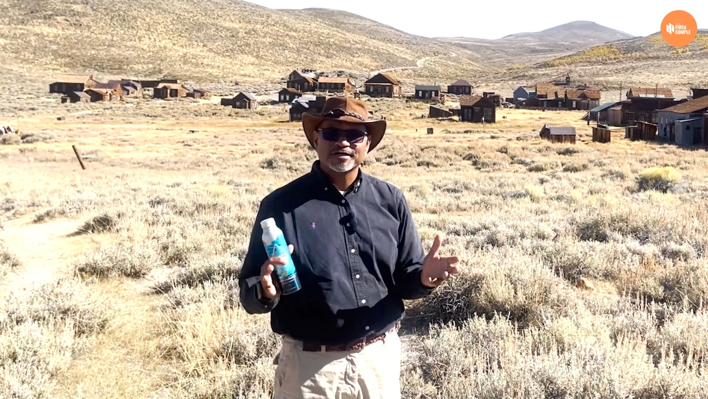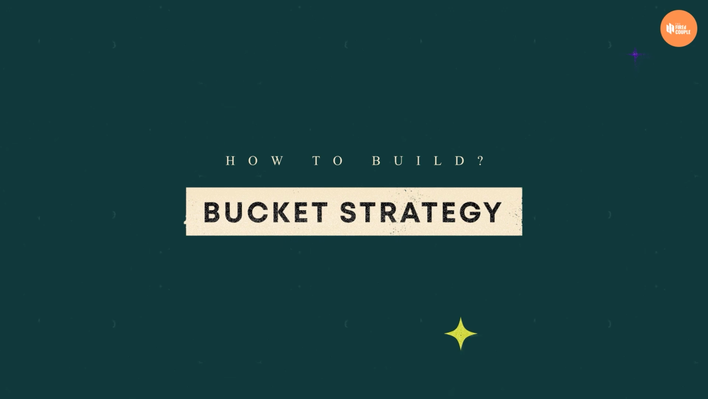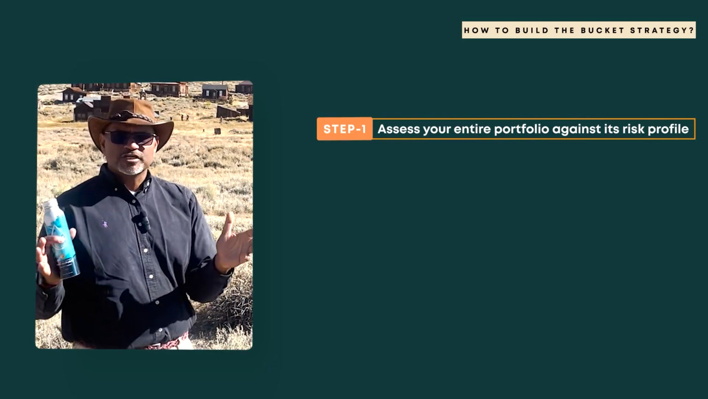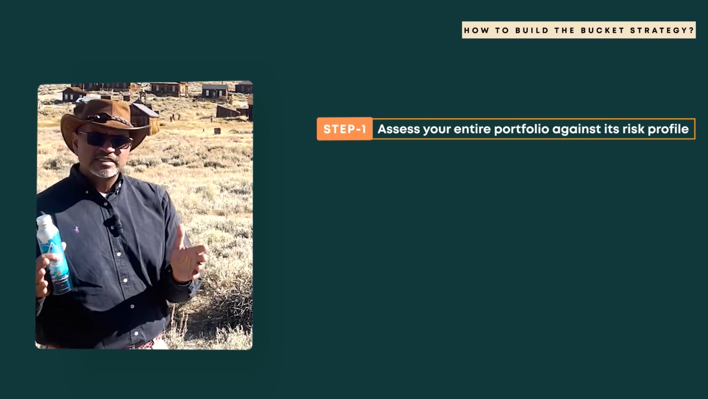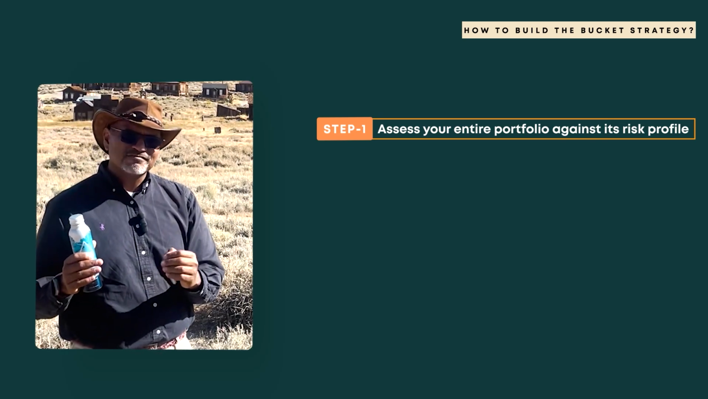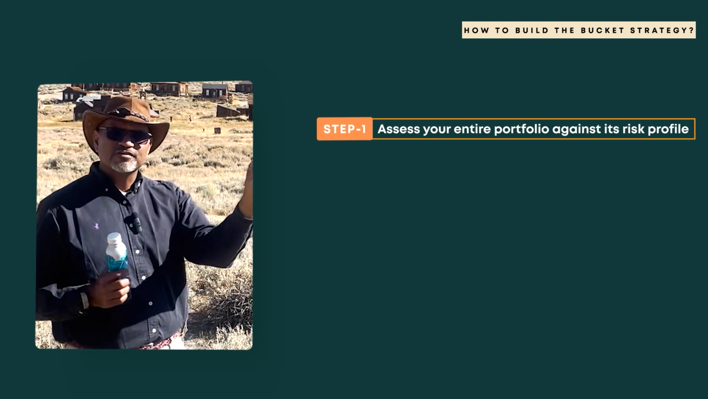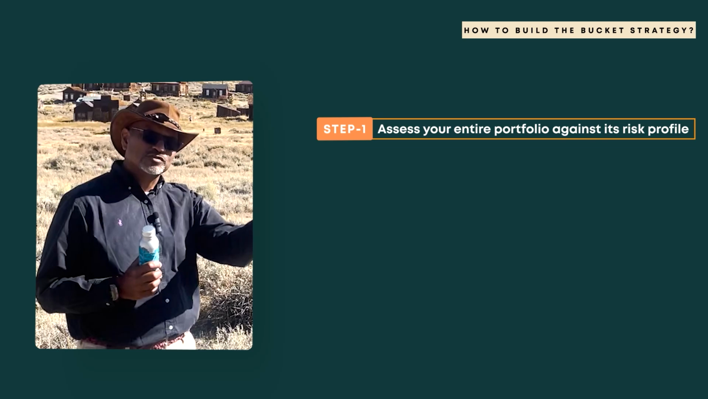Now, how do you go about it? Simple steps. The first step is to really take a check, or stock check, of your entire portfolio. See what kind of assets you have, then plot it against the type of returns that you get from those assets and the risk profile of those assets.